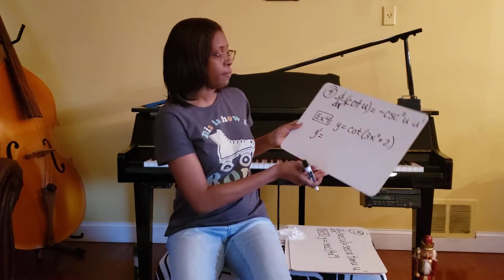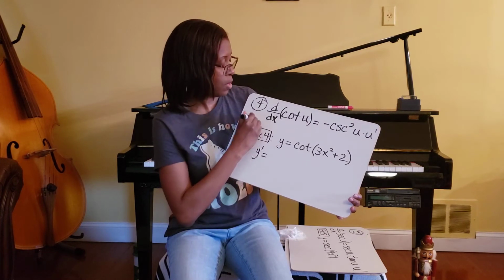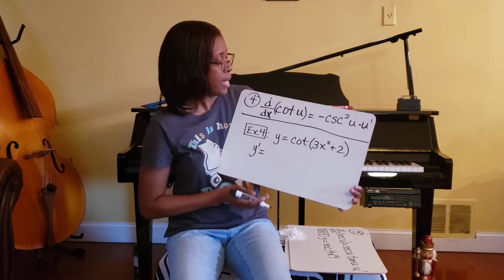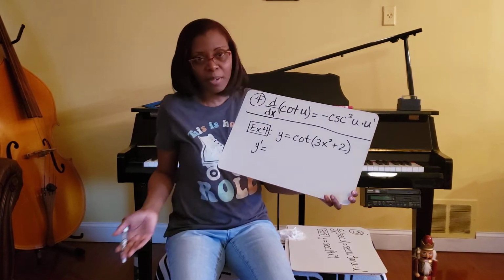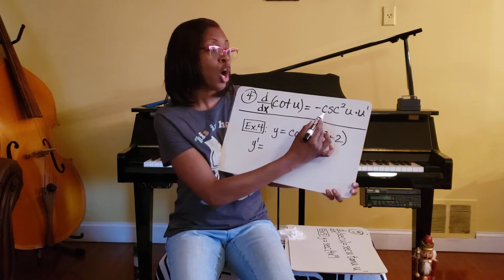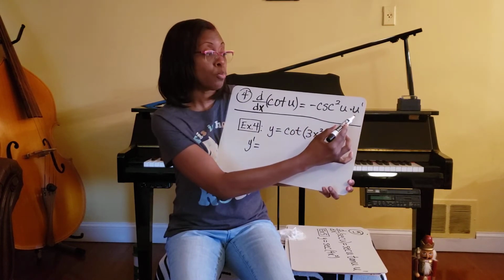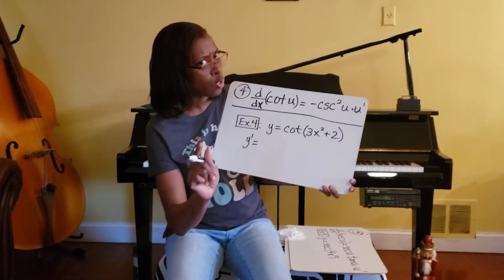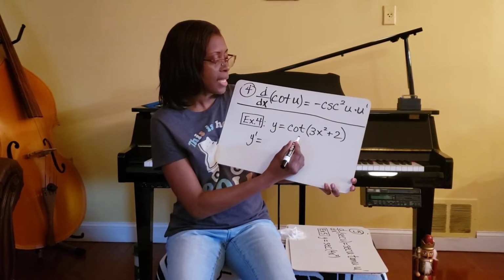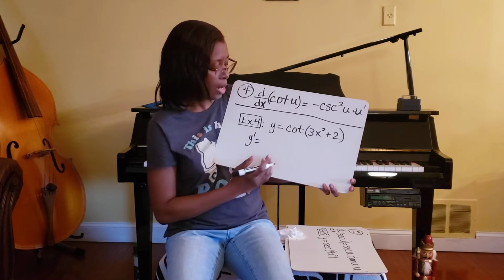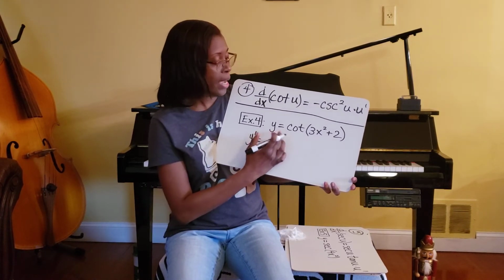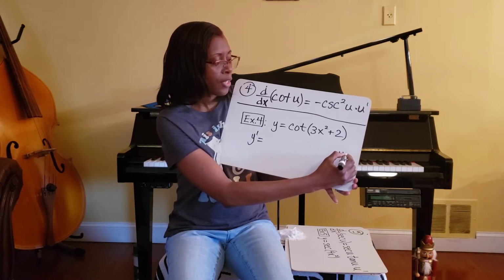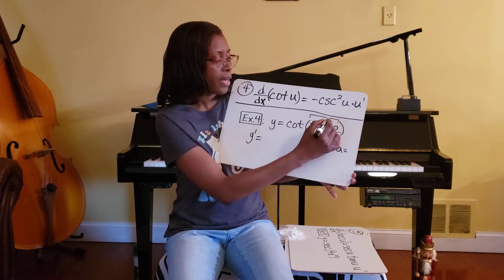Our next one, number 4: the derivative of cotangent u, similar to the tangent one, is negative cosecant squared u times u prime. So we see cotangent, we say what? The derivative of cotangent is negative cosecant squared. So for our example 4, y equals cotangent of 3x squared plus 2, what is my u? This whole thing right here is my u.